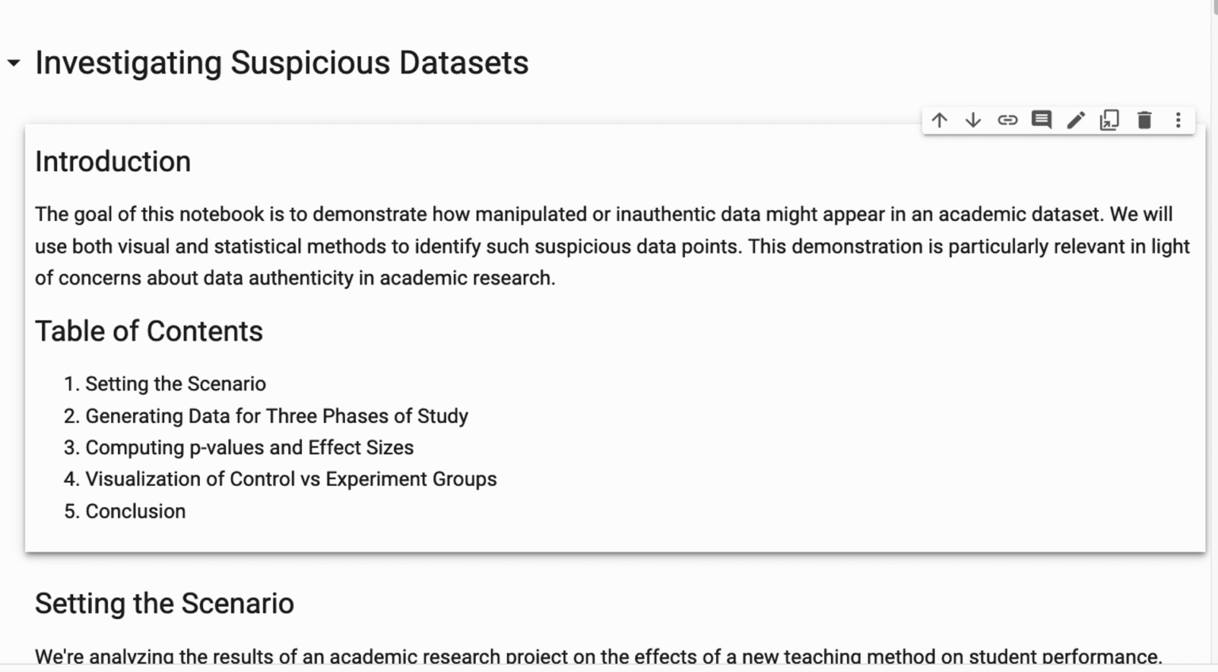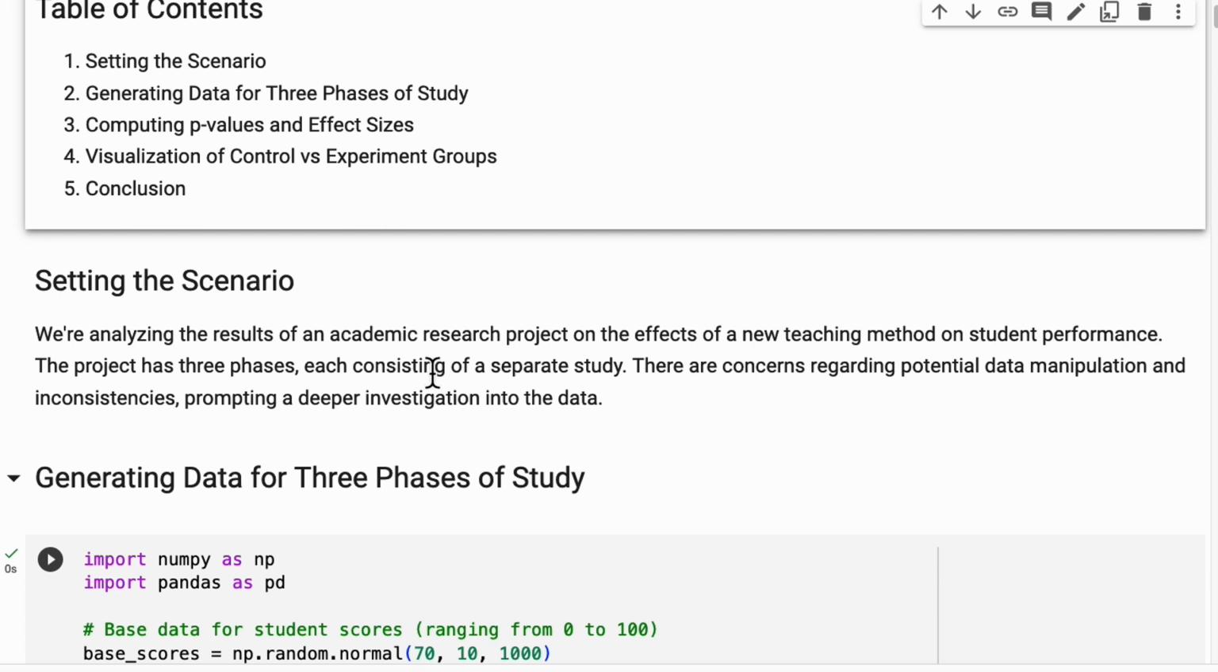suspicious datasets? Usually in academic study, you may have what is called a control group and experiment group, where this could be to study the effect of certain treatment method, new drugs, and other factors, so that you have some statistical analysis, and based on that, you want to draw certain conclusion.